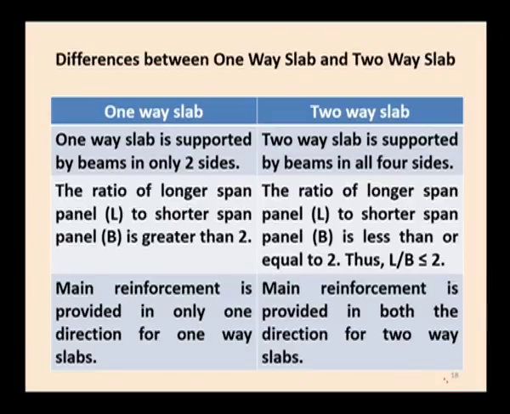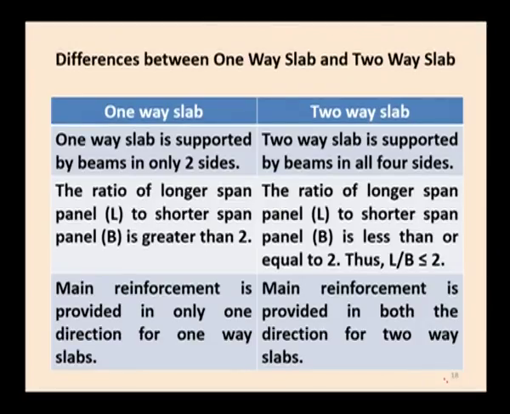If the slab is supported on all 4 walls or on all 4 beams, and Ly by Lx is less than or equal to 2, since the load is transferred in both directions, it is a two-way slab supported by beams on all 4 sides. Based on the ratio of the longest span to the shortest span, it is a one-way slab when the ratio is greater than 2. So, when Ly by Lx is greater than 2, it has to be designed as a one-way slab.